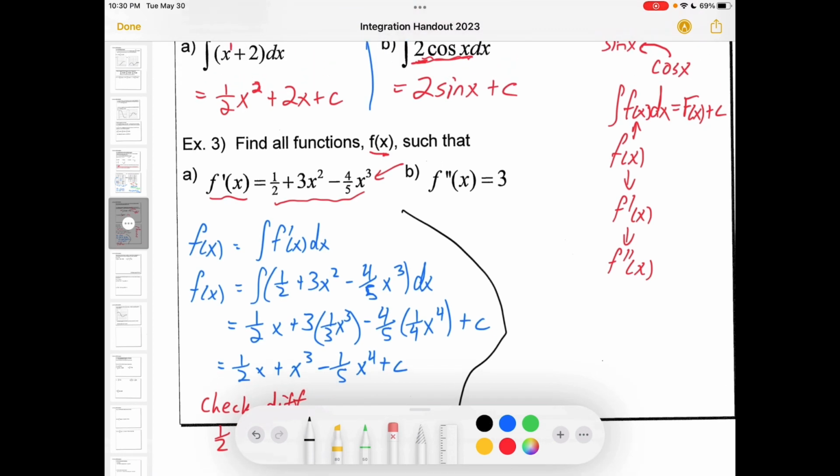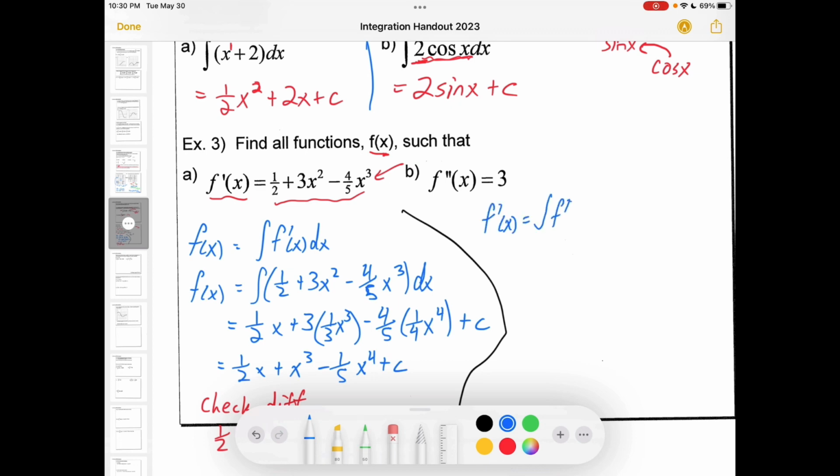Let's do this last one here that involves finding all these possible functions. Right here they give us the second derivative is 3. Well, the first derivative is just going to be moving up a step. So the first derivative will be the indefinite integral of the second derivative, or the indefinite integral of 3. What differentiates to 3? You got it, 3x, and then we plus c.